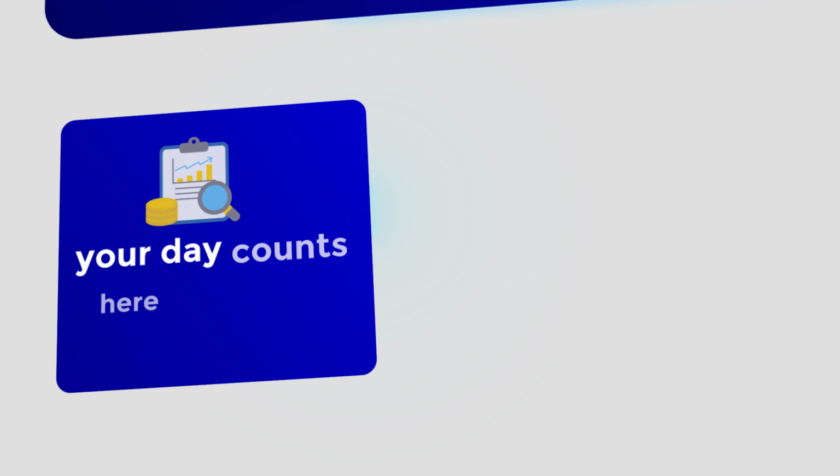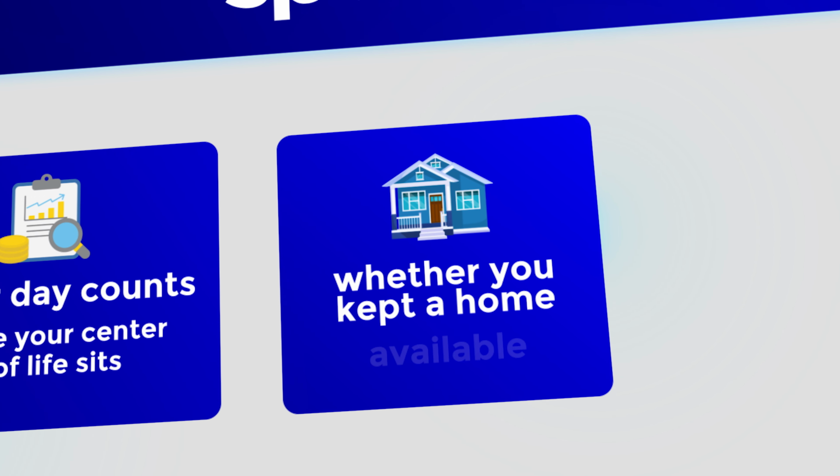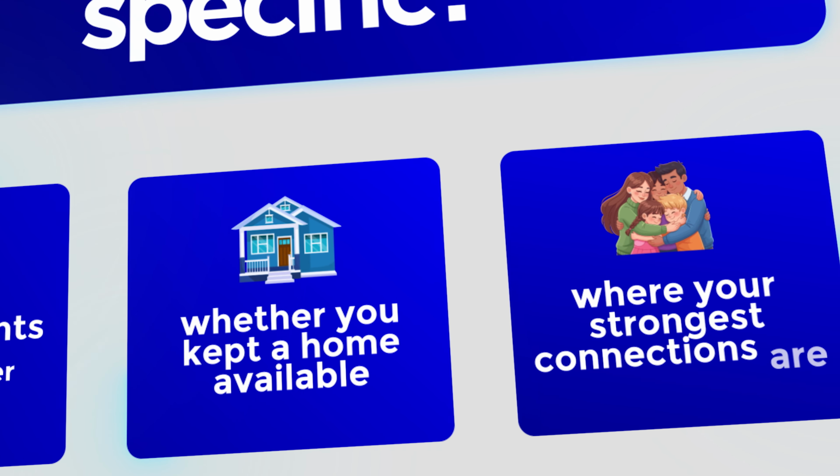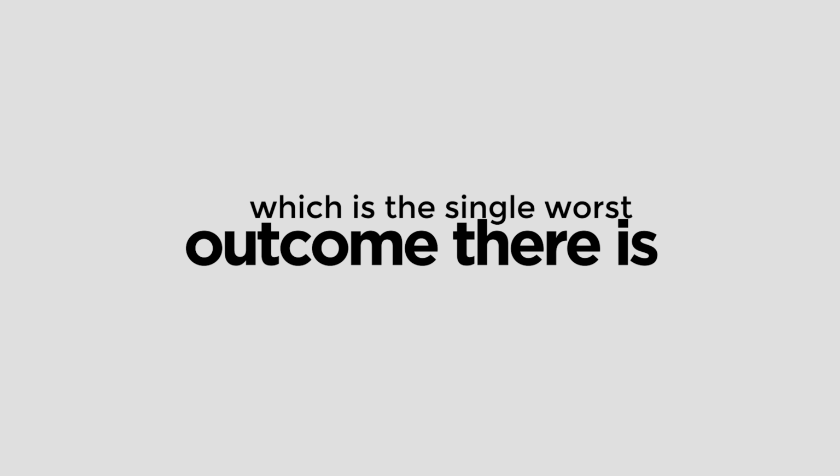What actually breaks the tie is specific. Your day counts, where your center of life sits, whether you kept a home available, where your strongest connections are. Get that wrong and you can end up a tax resident in 2 countries at the same time, which is the single worst outcome there is. We recently had this for a client and it's very messy and it's very expensive. So residency is the foundation. Everything else sits on top of it.